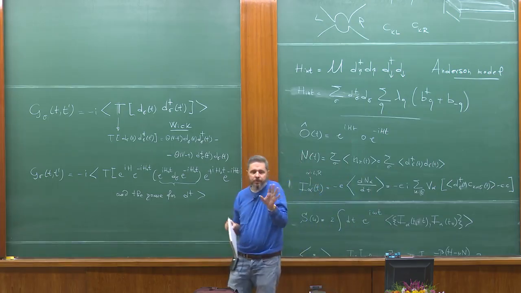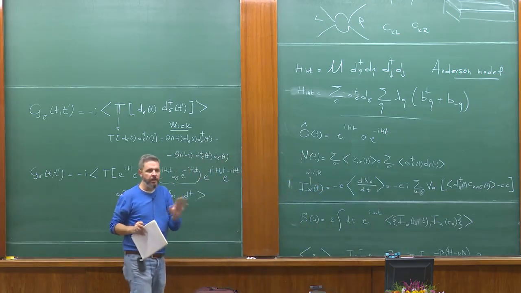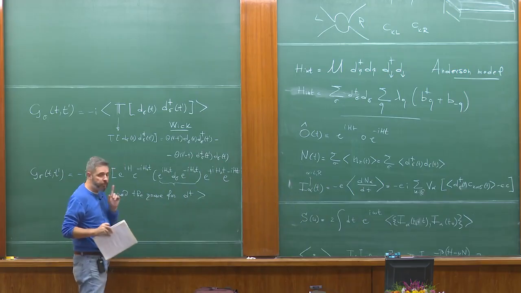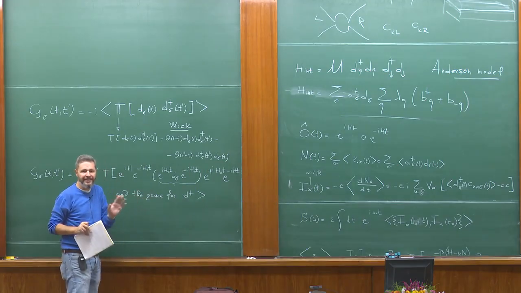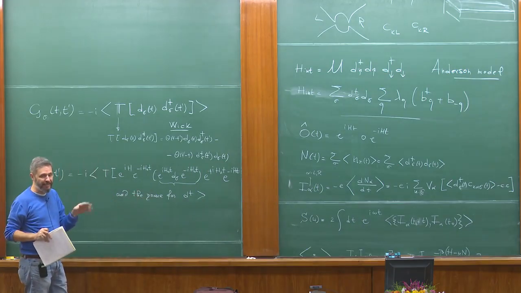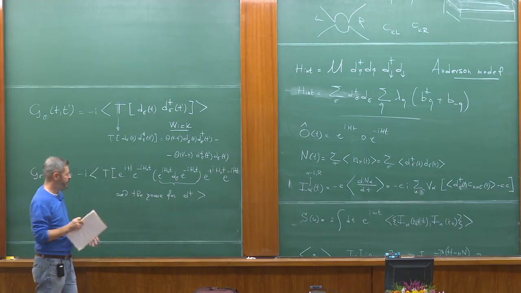So it's always up to you to decide who is H naught and who is H interaction. The only important thing is that H naught has to be quadratic. Otherwise, you're expanding around a minimum that is very complicated, and you don't know how to deal with it.